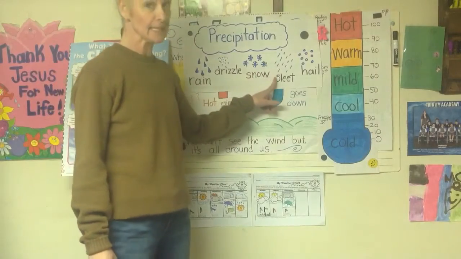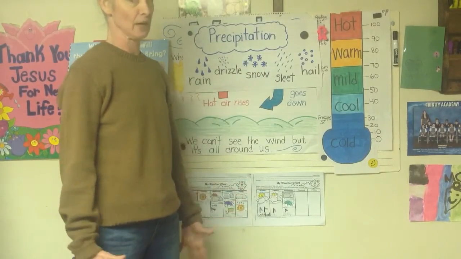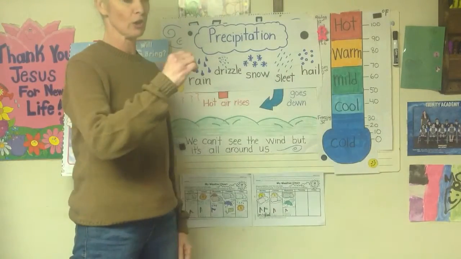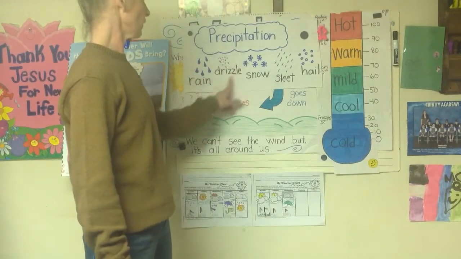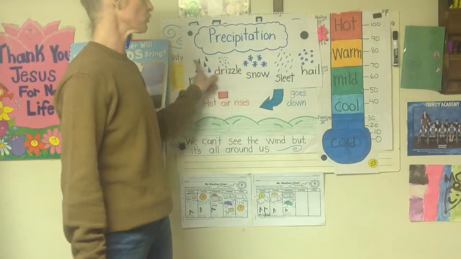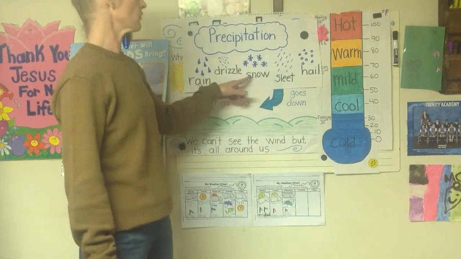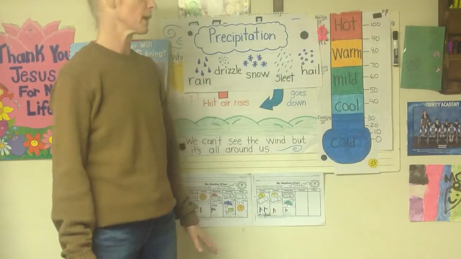Sometimes sleet comes down when the temperature is cold, and sleet is like freezing rain. And then also hail can come down. Those are like balls of ice. So we have rain and drizzle, where the temperature is usually mild or warm or hot, and then snow, sleet, and hail are often cool, cold temperatures.